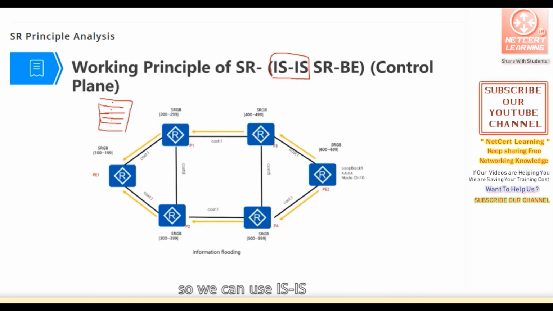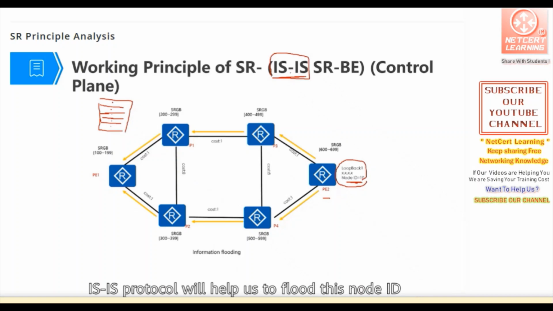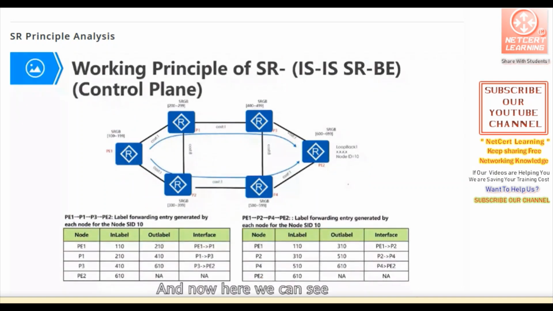So we can use ISIS. For example, on PE2, we configure a loopback address, and the node ID is 10. Now we are running the ISIS protocol, so ISIS will help us flood this node ID to all the other neighbors. When the neighbors receive it, they continue to flood this node ID to their neighbors. So the whole network's devices will learn the node ID of PE2.